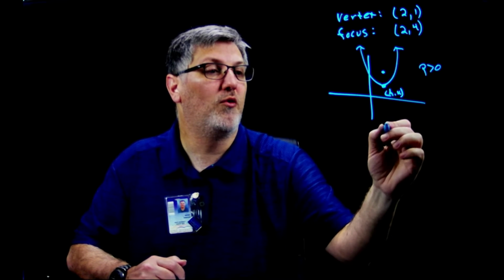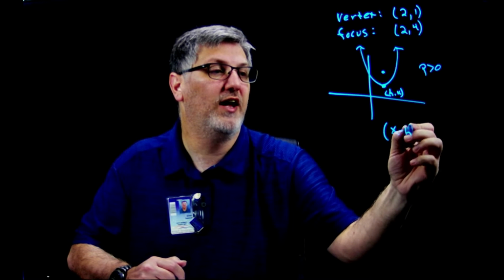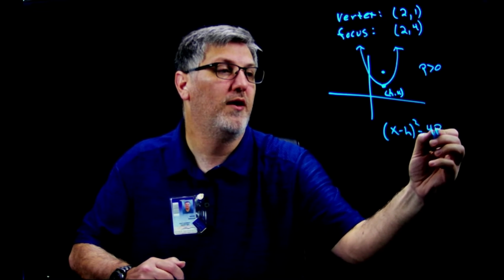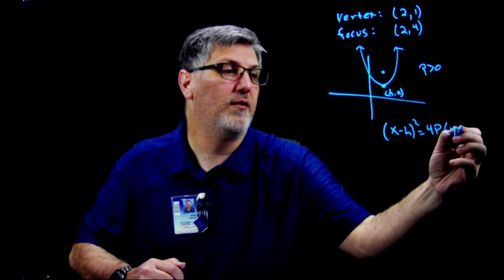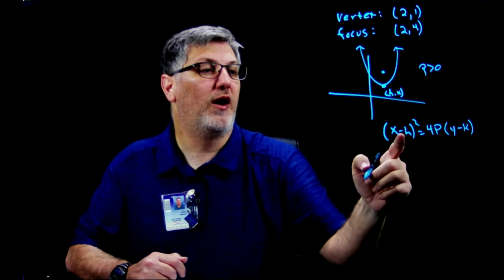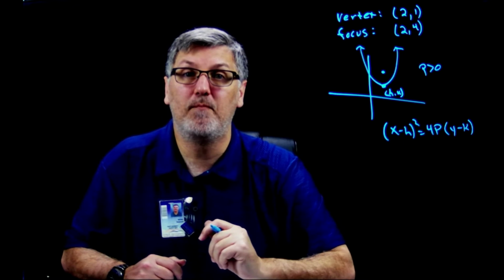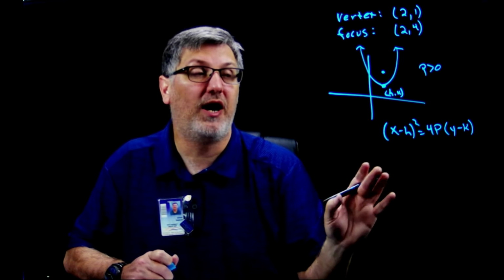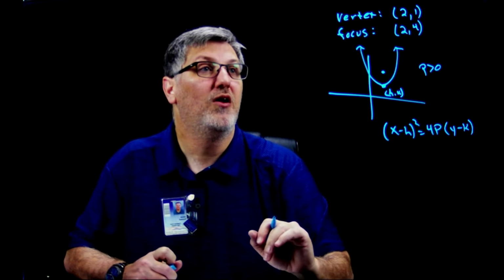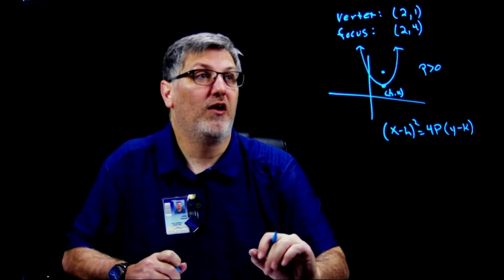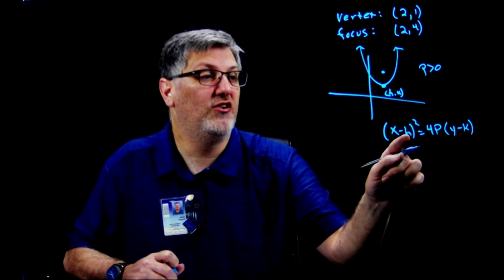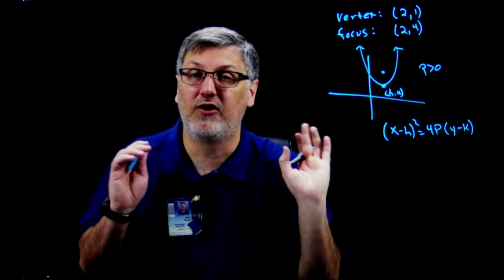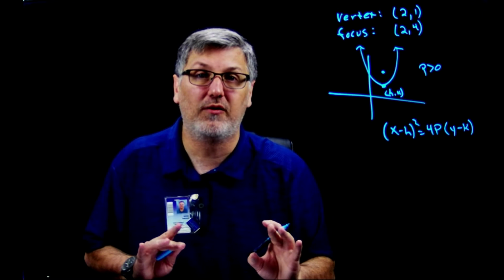And the general form I need to write is going to be (x − h)² = 4p(y − k). So my squared term is x because it's opening up. And whenever I find my p, it is going to be positive because it's opening upward. All right, so now let's identify what we need. I need to have an h, I need to have a p, and I need to have a k. If I know those three things, I can write a formula.